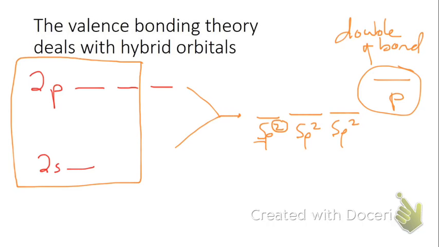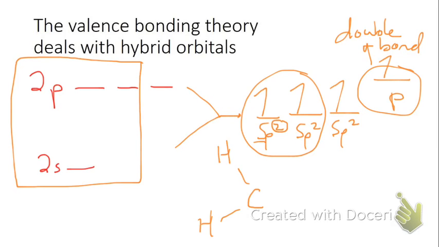So, we have 1 electron, 1 electron, 1 electron, 1 electron. Carbon uses these 2 to bind to 2 hydrogens. It uses another one to bind to oxygen, but we know the Lewis structure also contains a double bond.